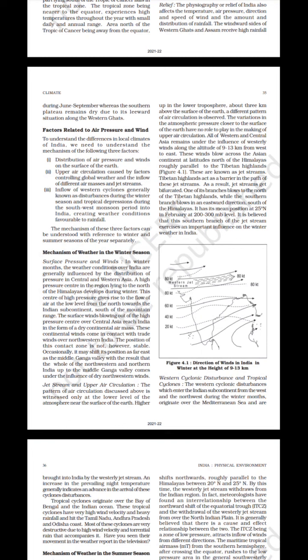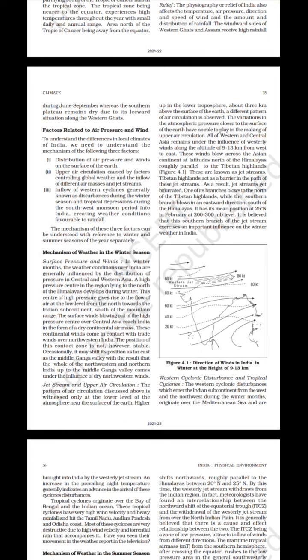These continental winds come in contact with the trade winds over northwestern India. The position of this contact zone is not, however, stable. Occasionally, it may shift its position as far east as the Middle Ganga Valley, with the result that the whole of northwestern and northern India up to the Middle Ganga Valley comes under the influence of dry northwestern winds.